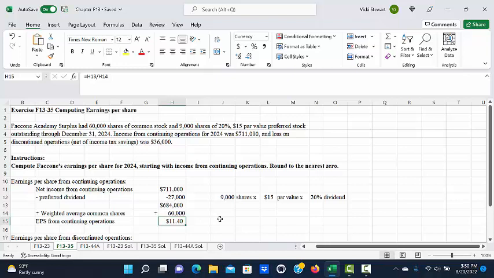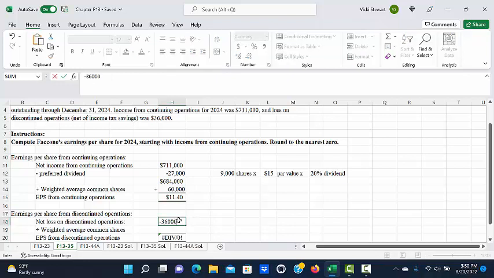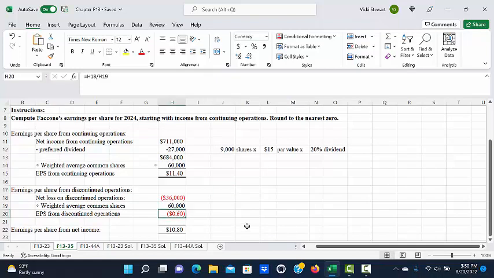Now we always separate out any earnings per share from discontinued operations, because what we are trying to give our shareholders is what they can expect from continuing operations. The problem told us that Pecan had a loss on discontinued operations net of income tax of $36,000. So that is going to be the amount we use in the numerator to calculate the earnings per share for discontinued operations, and then we divide that number again by the 60,000 average number of common shares. So our earnings per share from discontinued operations is 60 cents.